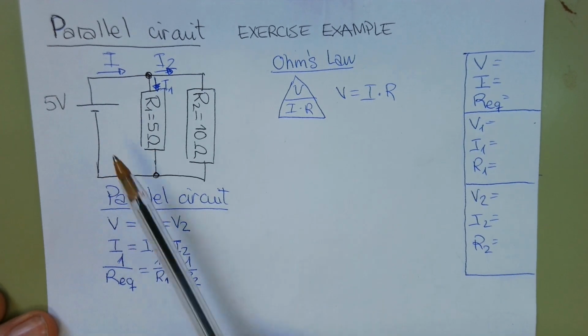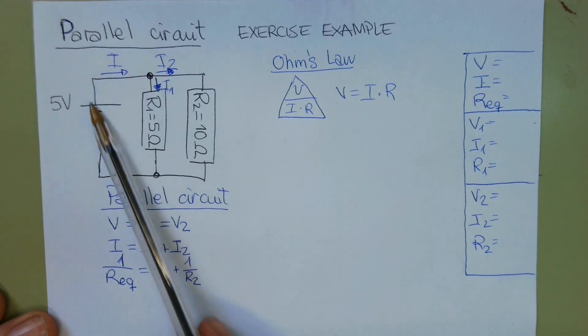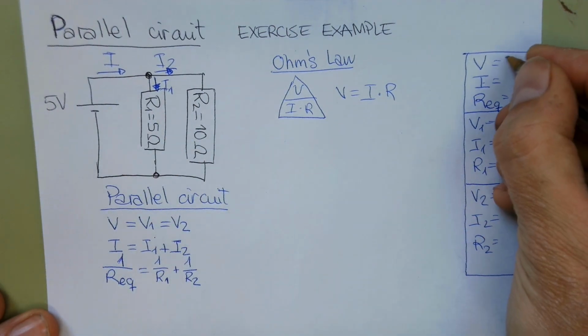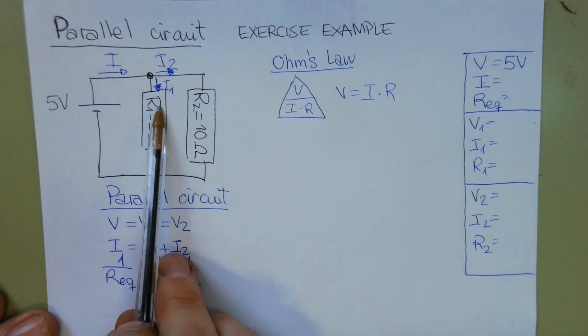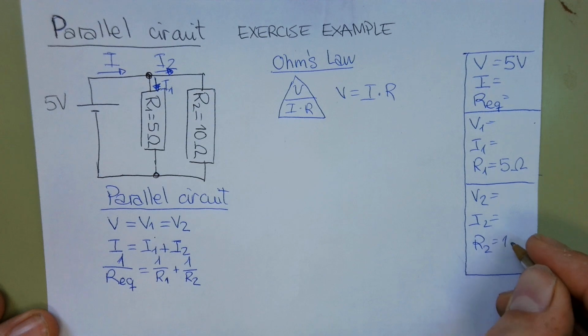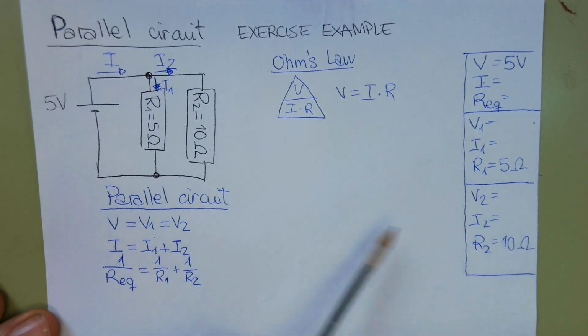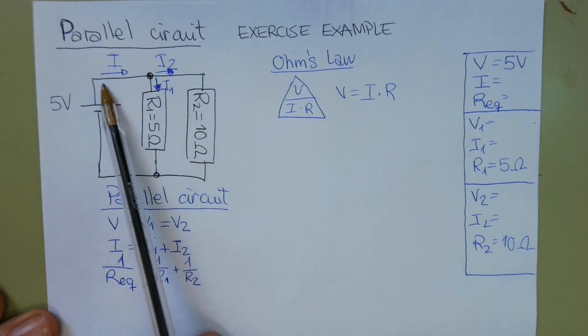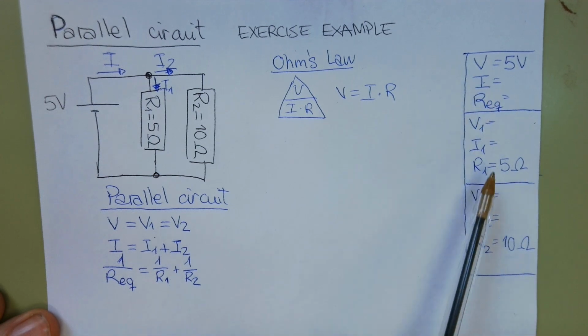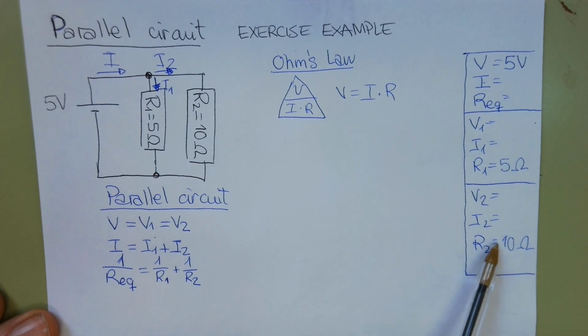So the next step is taking the information from the circuit to the table. I know the voltage of the battery, which is 5 volts. I know the value of the resistances, 5 ohms and 10 ohms. But I don't know more information because I don't know the value of the current. So I cannot use Ohm's law, neither here, because I only know one magnitude in each square. So I need to use these equations.